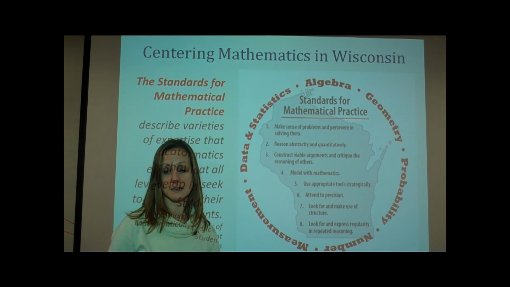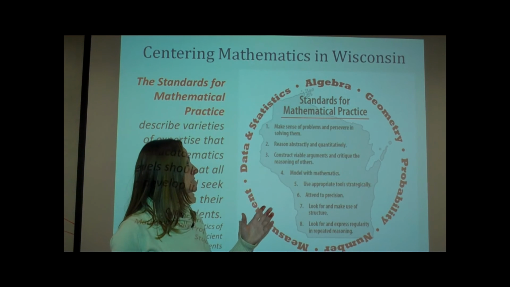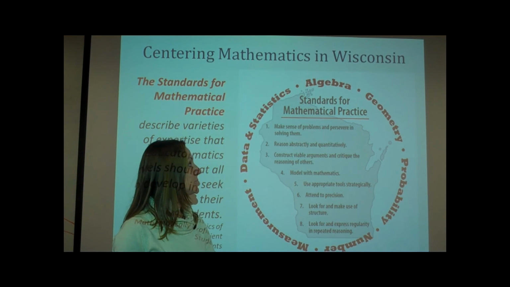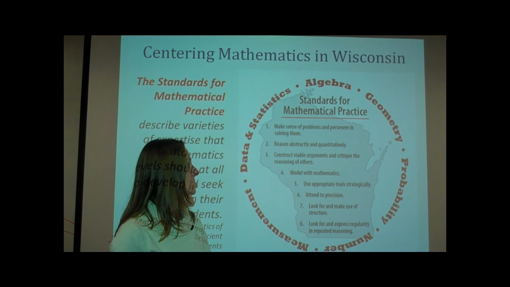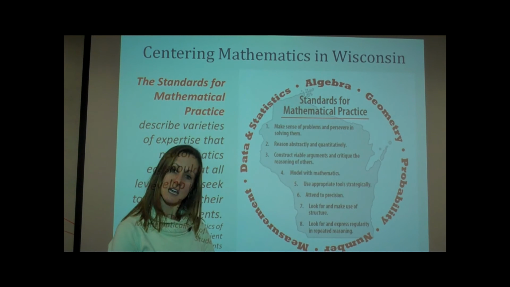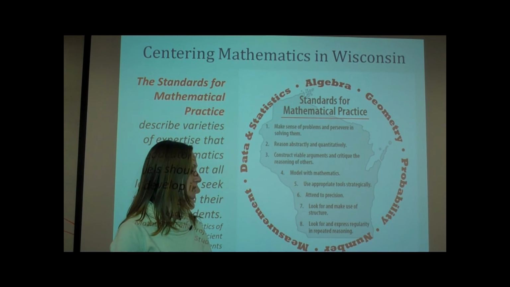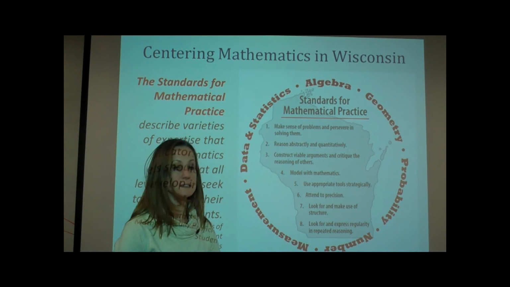The next step in the repacking process is to map the content standard to the standards for mathematical practices. The standards for mathematical practice are really those characteristics that we want of all of our students. For example, we want all students to be able to make sense of problems and persevere in solving them, to reason abstractly and quantitatively, to construct viable arguments and critique the reasoning of others, to be able to model with mathematics, as well as other disciplines, to use appropriate tools strategically, attend to precision, look for and make use of structure, as well as look for and express regularity in repeated reasoning.